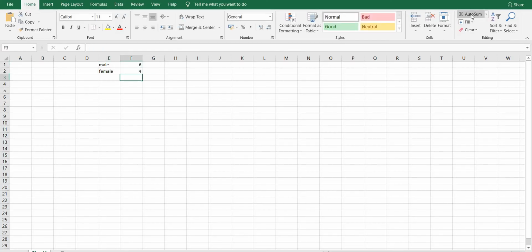Yan, 6 female. Then, i-total nyo siya, guys. Punta tayo dun sa AutoSum para malaman nyo kung ilan yung respondents nyo. Okay, 10 ang nag-respond. So, 6, sabi natin, equal sign, 6 divided by 10. Kasi ang ating formula for frequency is frequency or F divided by N times 100. Times 100. Given yung 100, constant yung 100. So, yan, 60%. Okay?